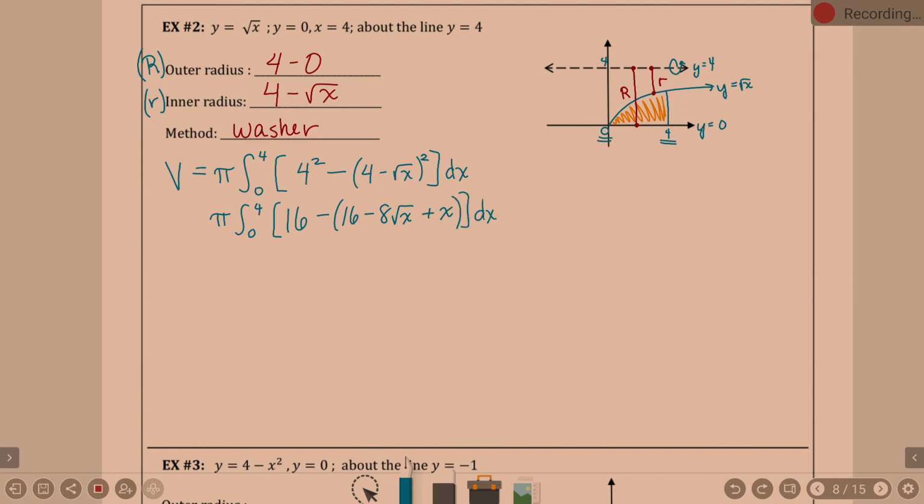I'm going to do one more step before I actually integrate. I'm going to clean up. 16 minus 16 is gone. Minus negative 8 square root of x is going to be plus 8. I'm going to write x to the 1/2. And then what about this x? Minus x. Distribute the minus, so minus x. Now I feel like I've put myself in the position to integrate. Yes? Yep. Okay.